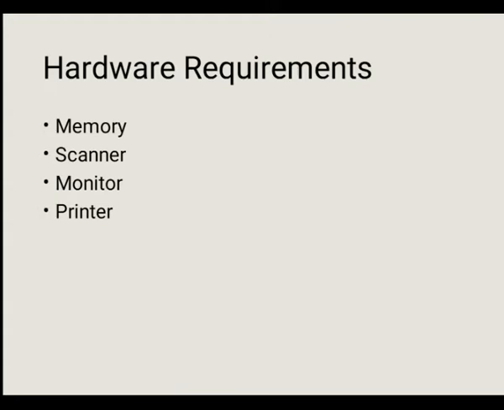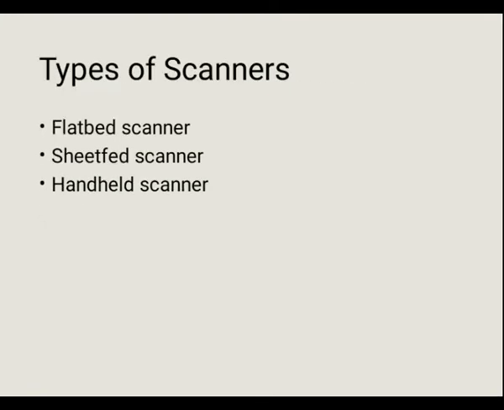Next, the scanner. The basic function of the scanner is to convert a document into digital format. There are three types of scanners. First is the flatbed scanner. The flatbed scanner is also known as the desktop scanner and it works just like a photocopier.